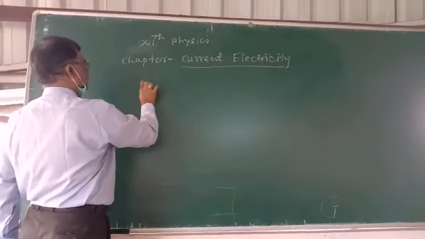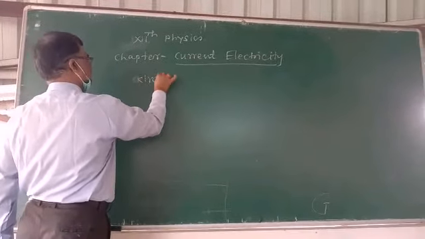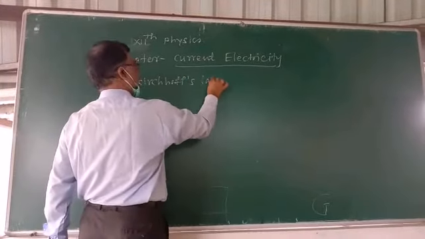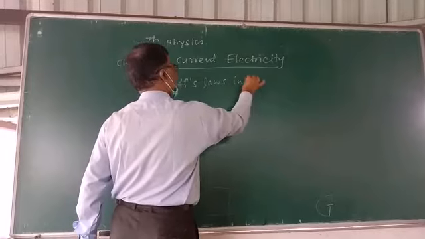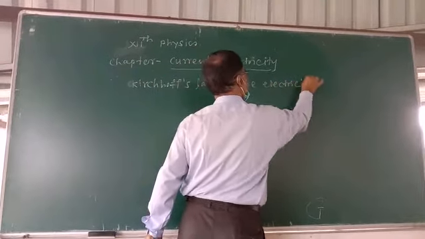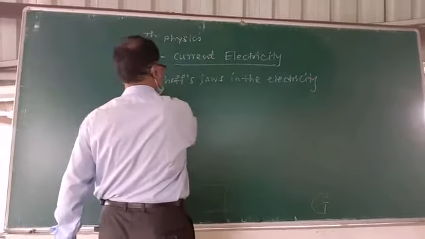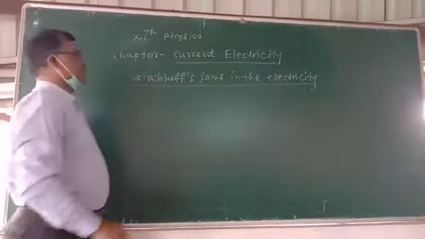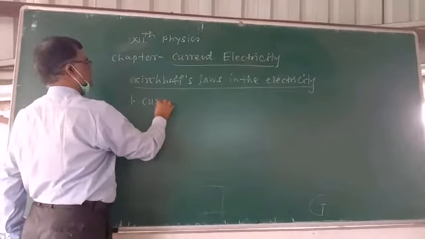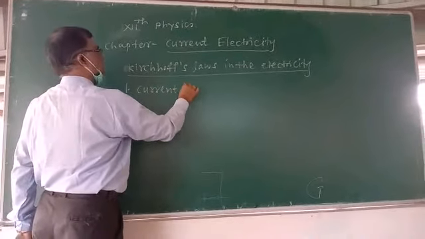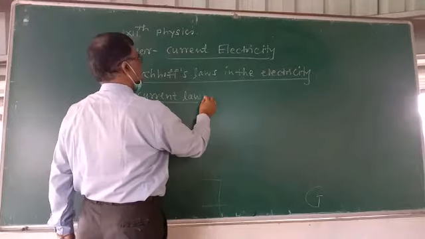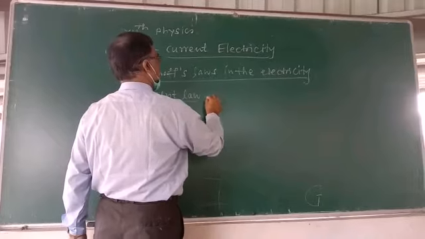That is Kirchhoff's laws in electricity. Kirchhoff's laws in electricity. The first law is the current law. It is also called the junction law.